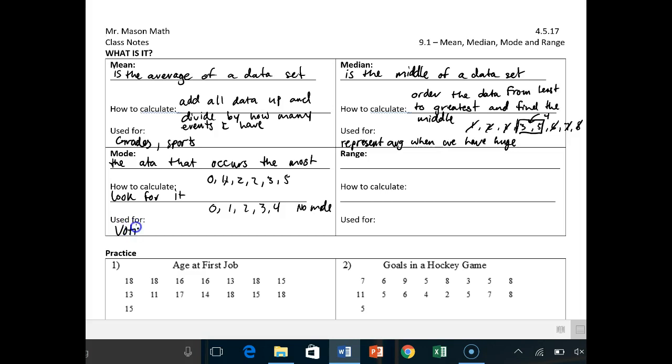It's used a lot in voting, right? When you just vote for something, it's how many people voted yes, how many people voted no, how many people voted for this. That's an example of the mode.